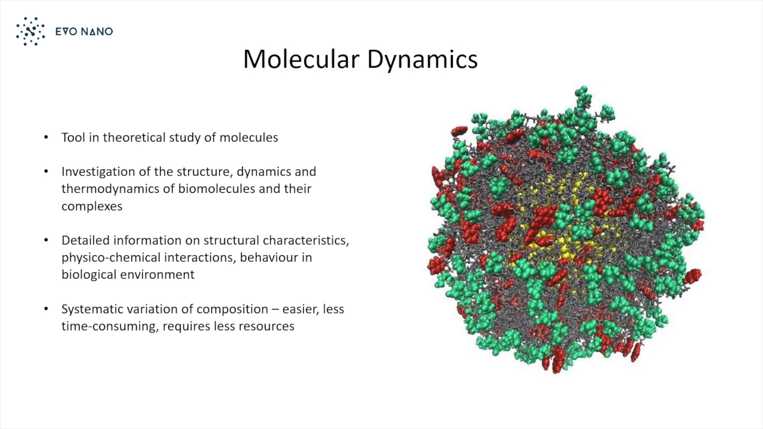Compared to experimental approach, systematic variation of composition can be done much easier, faster, and cheaper. And the idea is, if we do this preliminary screening computationally, we can make the life of experimentalists at least a little bit easier. And overall, we can accelerate the whole process.